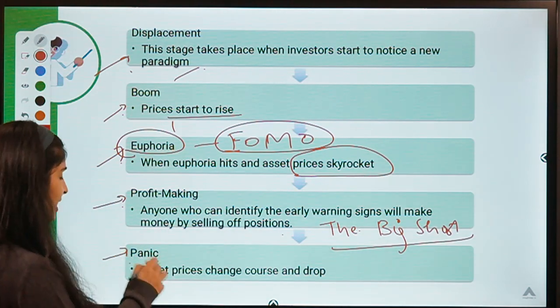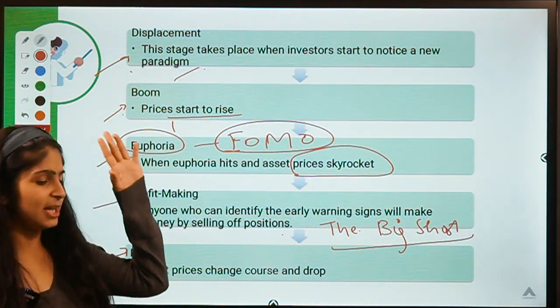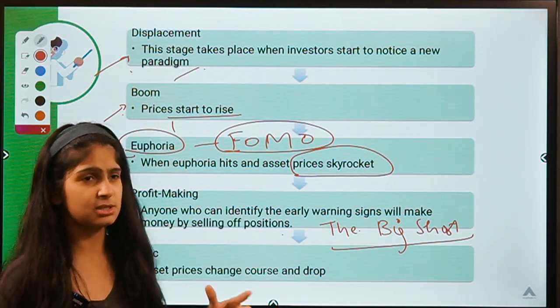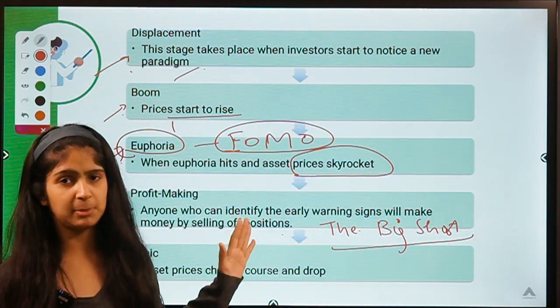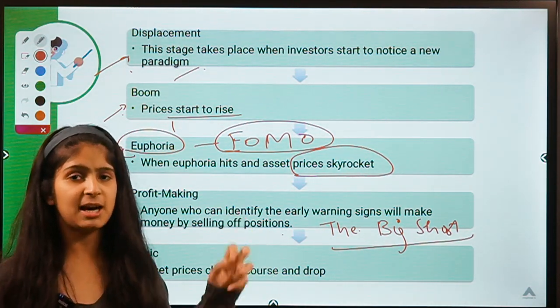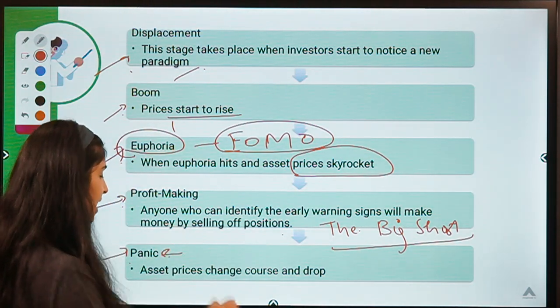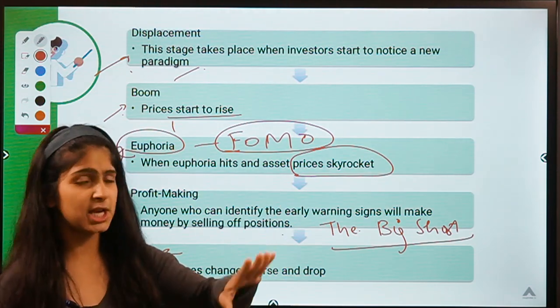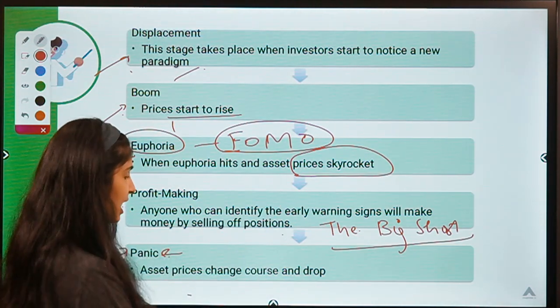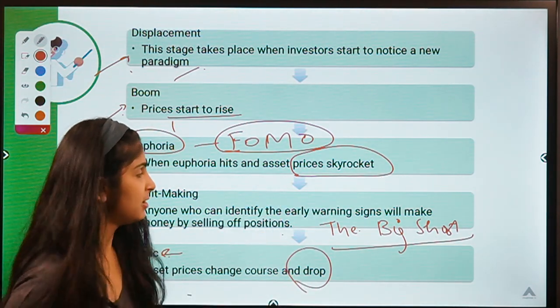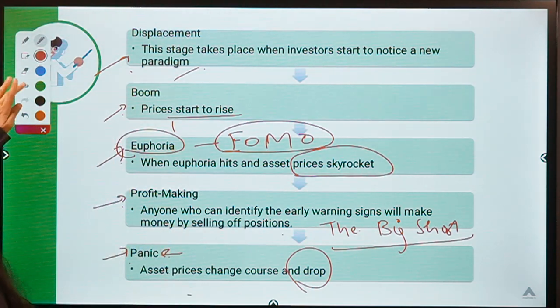After that, panic. Now the bubble has burst and many big investors who knew, who have made profit, have exited the market after taking everyone's money, and what is left in the market is panic. The course of prices changes and the prices drop, right? So this is an asset bubble.